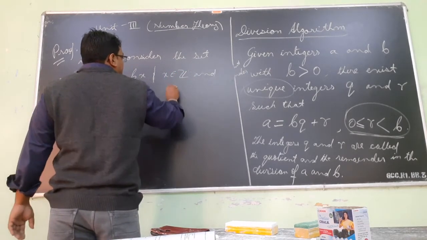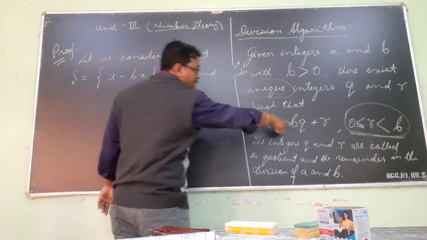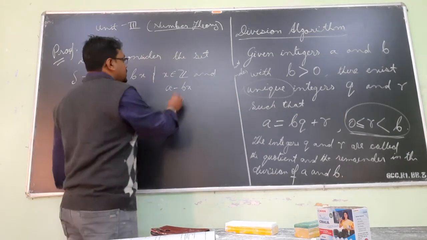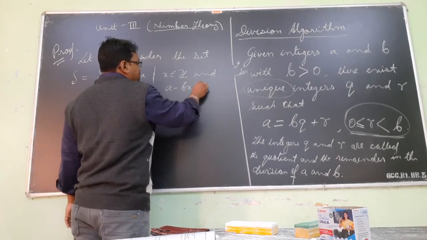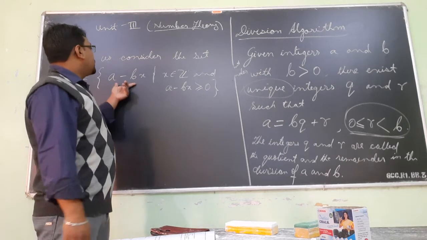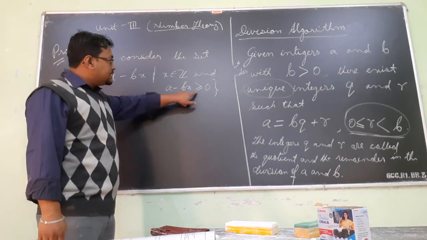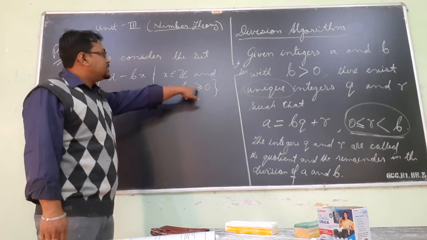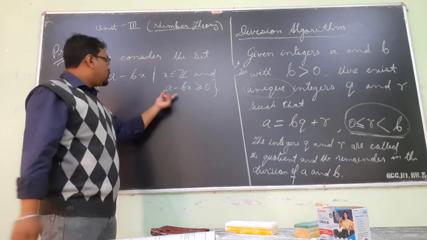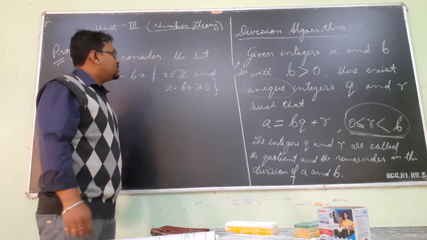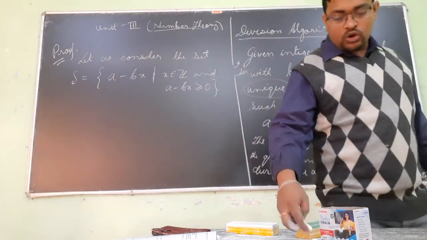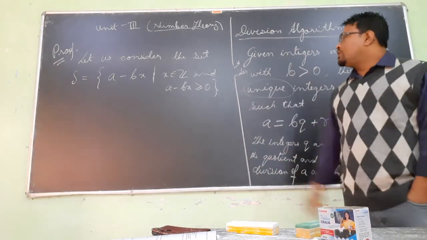And a minus bx. So this q can be negative also. It is not necessary that q should be positive. Q can be negative also. So x is an integer and a minus bx is greater than or equal to 0. So we have taken a set of what? Non-negative integers, because a minus bx is greater than or equal to 0. We have considered all those a minus bx for which a minus bx is greater than or equal to 0. So it is a set of non-negative integers.